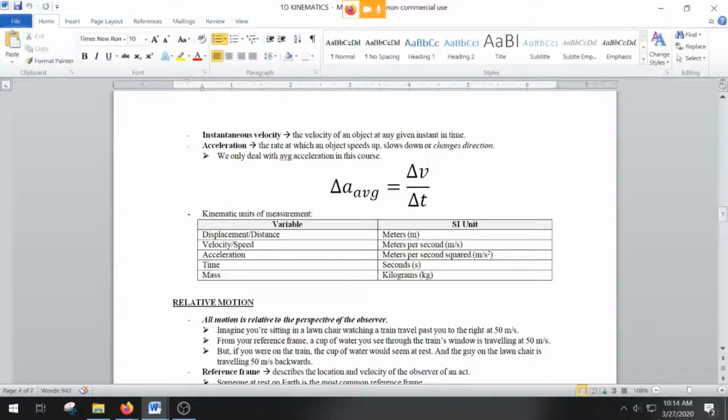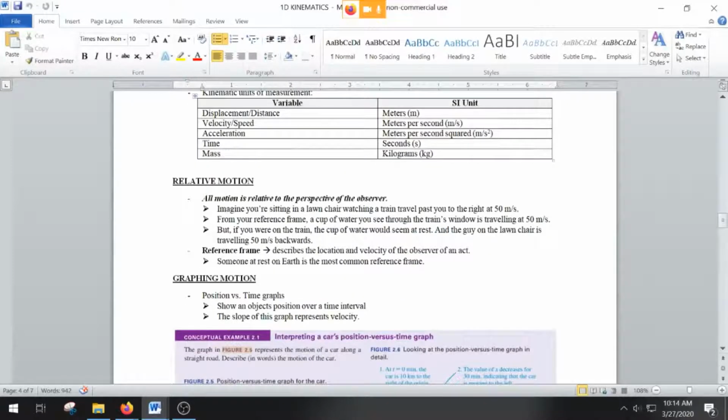Think back to uniform circular motion. You could have something moving at a constant speed in a circle, but it's still accelerated because it's changing directions. And that acceleration is what we call the centripetal acceleration. So if the velocity changes, acceleration must be present, whether again it's speeding up, slowing down, or changing directions. Again, make sure you know all of your SI units.